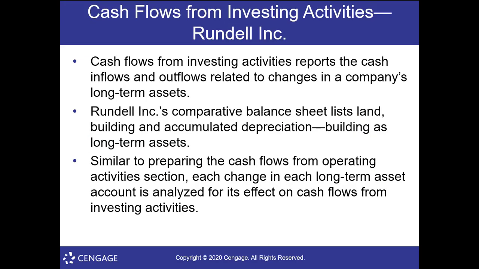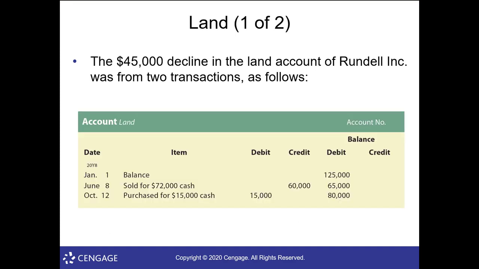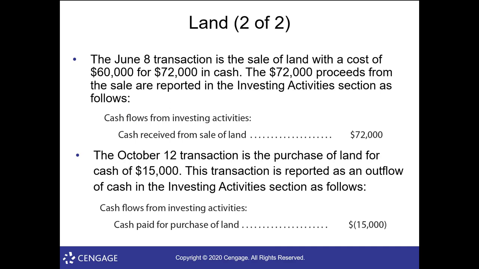Investing activities is going to be next, and that is off of the comparative land. So we sold a piece of land for $72,000 in cash, but then we turned around and purchased some new land for $15,000. So a net change decrease of $45,000. So cash received from sale of land is this positive 72, and then cash paid for purchase of land, the negative 15,000.